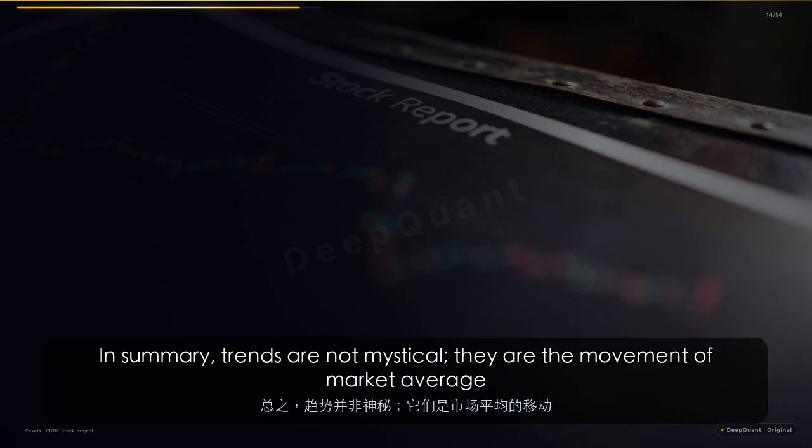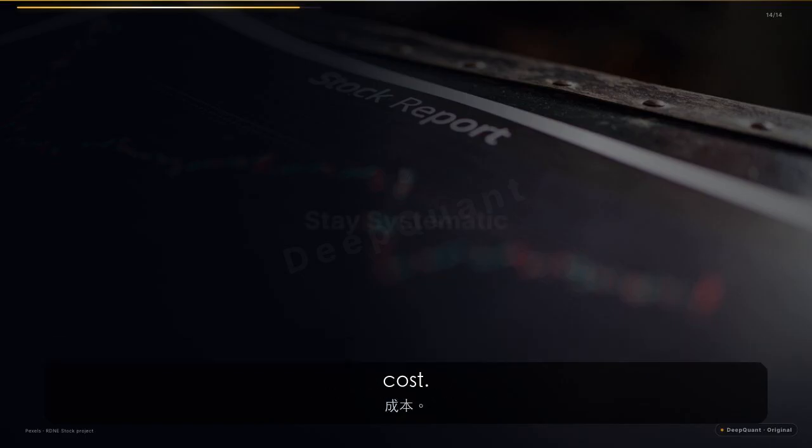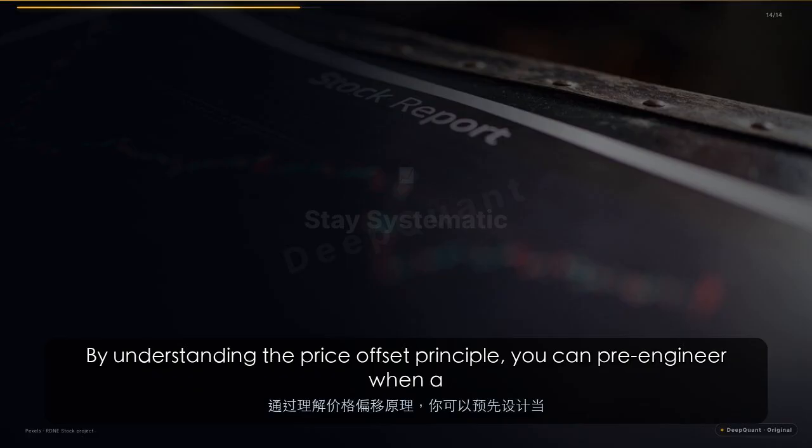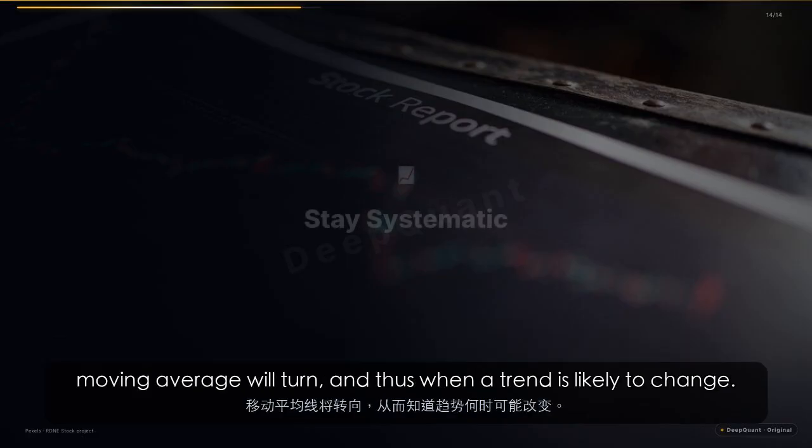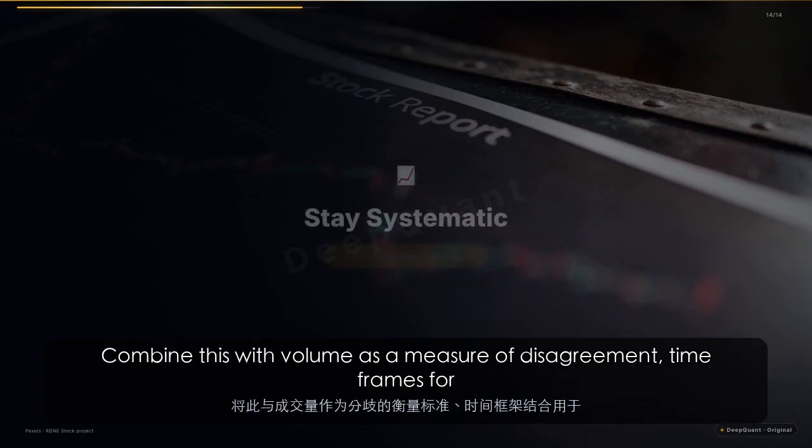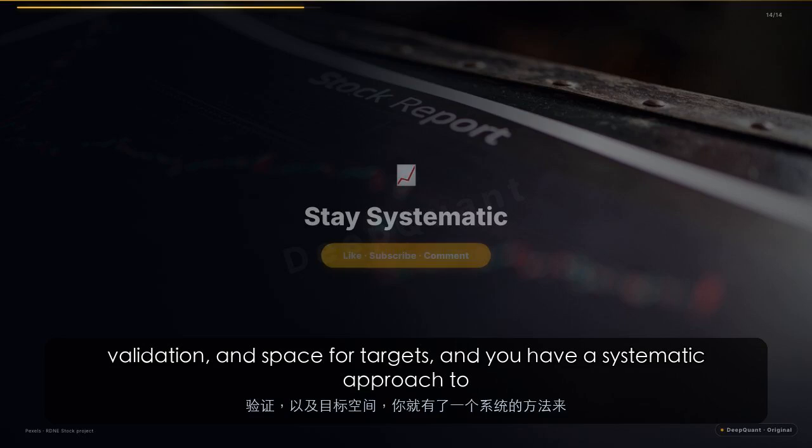In summary, trends are not mystical, they are the movement of market average cost. By understanding the price offset principle, you can pre-engineer when a moving average will turn, and thus when a trend is likely to change. Combine this with volume as a measure of disagreement, time frames for validation, and space for targets, and you have a systematic approach to trading.